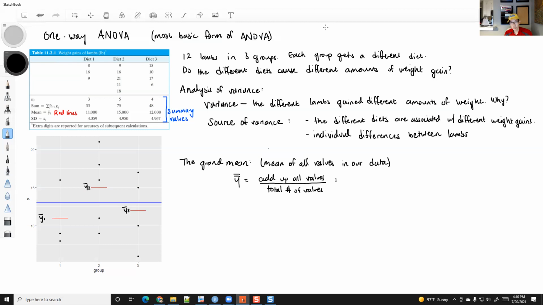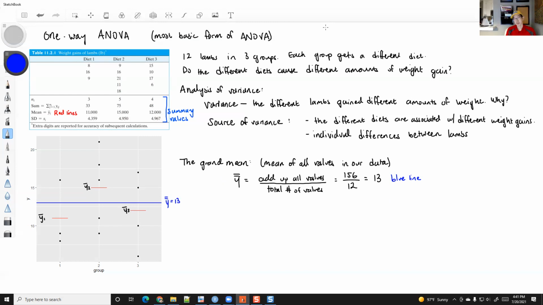All right, and so if you go through and add up all of these numbers, you're going to get 156. And you can divide by the total number of values. We have 12 observations. And you would get a grand mean of 13. And this grand mean is shown as the large blue line. This is the grand mean. Y double bar is equal to 13.